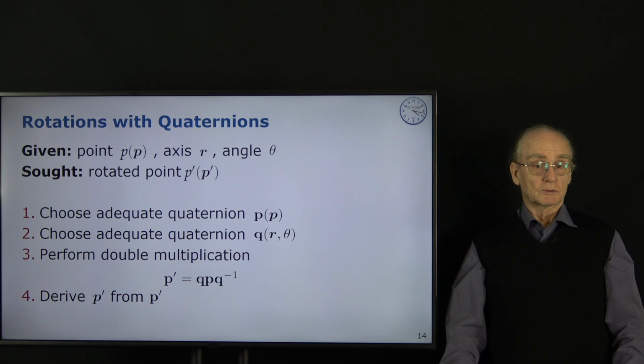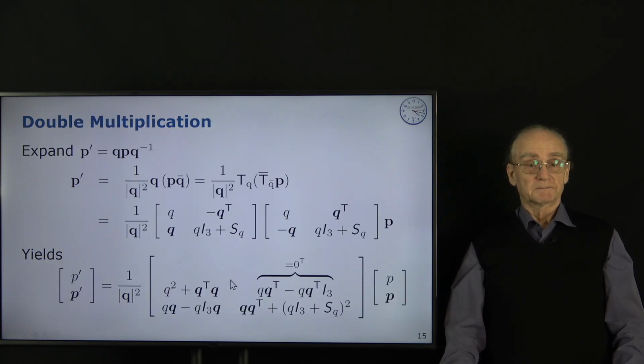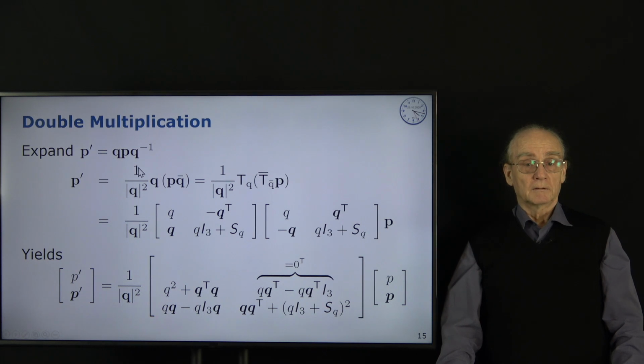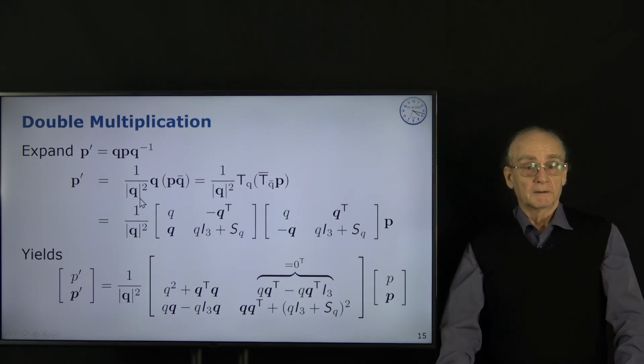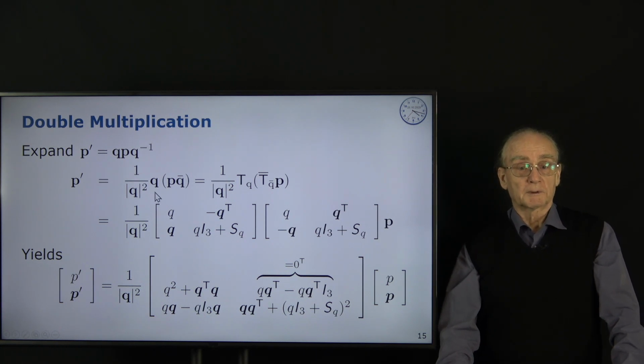And now let's have a look first at what this double multiplication does. So the double multiplication is Q from the left and Q power minus 1 from the right. So we have P prime is 1 over the absolute value of Q squared multiplied with Q P Q bar, because Q bar divided by the absolute value of Q squared is the inverse. So we have to multiply Q with P and the conjugate of Q.